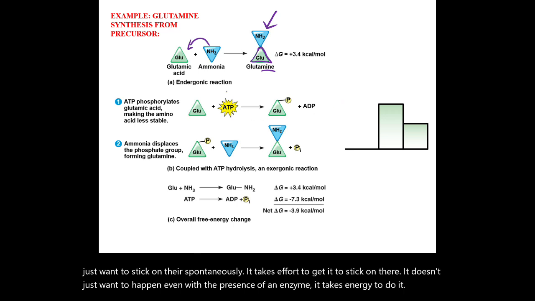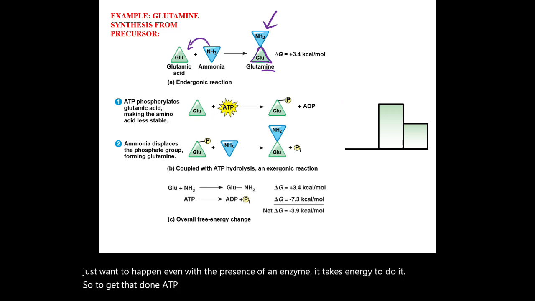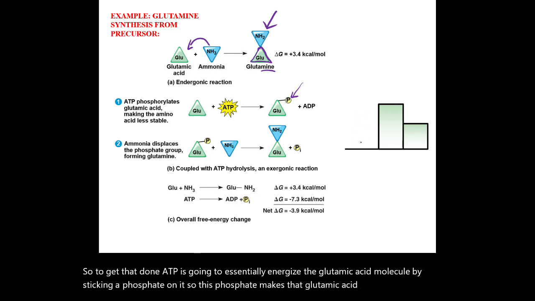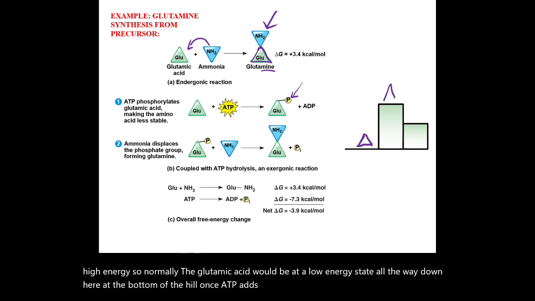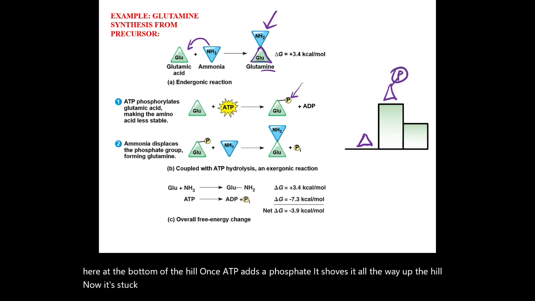So to get that done, ATP is going to essentially energize the glutamic acid molecule by sticking a phosphate on it. So this phosphate makes that glutamic acid molecule high energy. Normally the glutamic acid would be at a low energy state all the way down here at the bottom of the hill. Once ATP adds a phosphate, it shoves it all the way up the hill. Now it's stuck up here with a lot of energy.